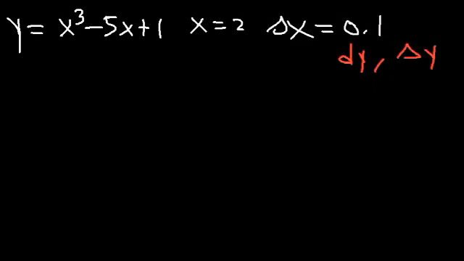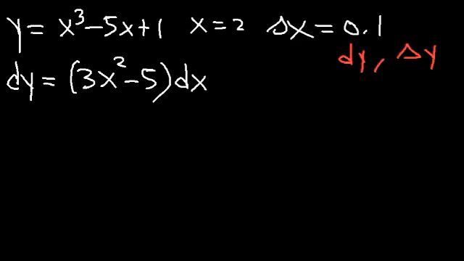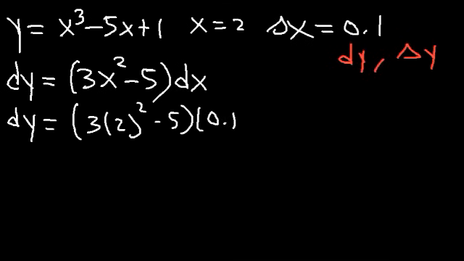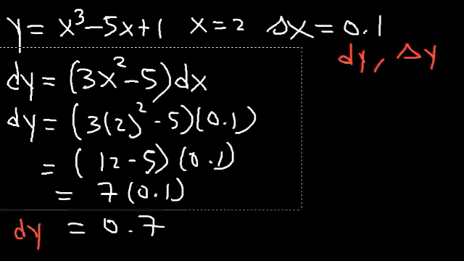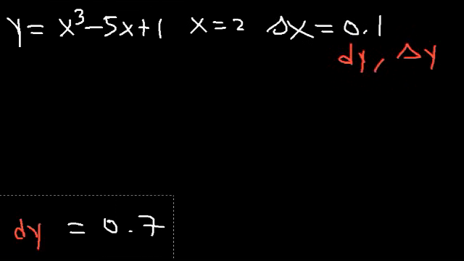So the differential of y is going to be dy. The derivative of x cubed is 3x squared. The derivative of 5x is 5, and for the constant 1 it is 0, times dx. So let's find dy first. So x is 2 and dx is 0.1. 2 squared is 4 times 3 is 12, and 12 minus 5 is 7. 7 times 0.1 is 0.7. So dy is 0.7. So now that we have the value of dy, let's calculate delta y.